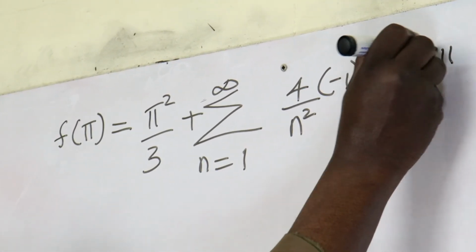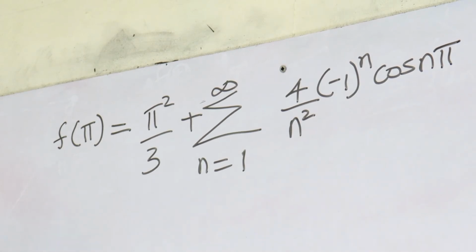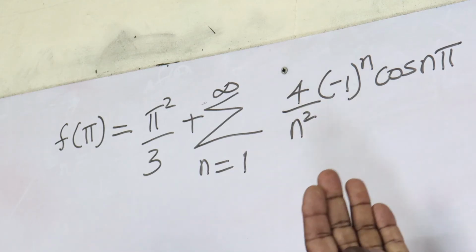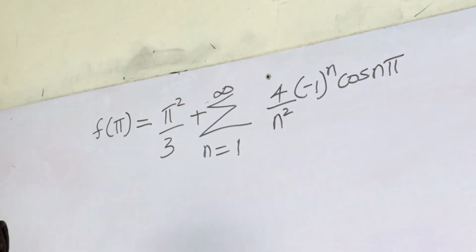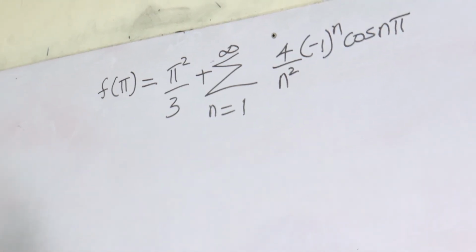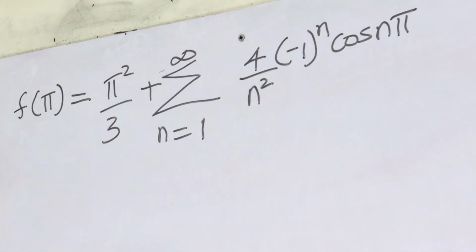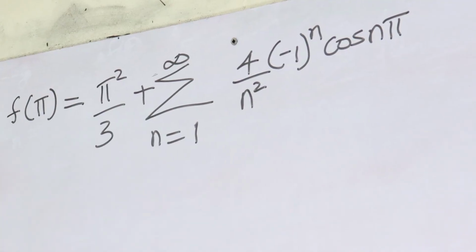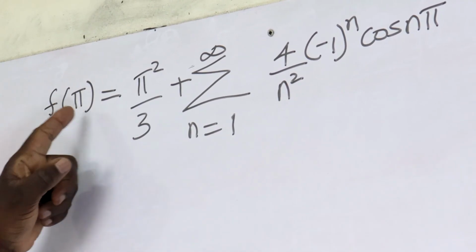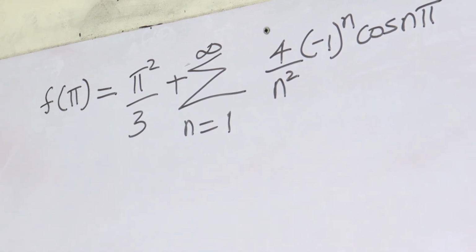Now t is equal to pi. The one for sine nt will have sine n pi, and we know sine n pi will be 0. So the part of the sine function has been deleted, being that sine n pi is equal to 0. So this is what is remaining in our statement when we substitute t equal to pi.